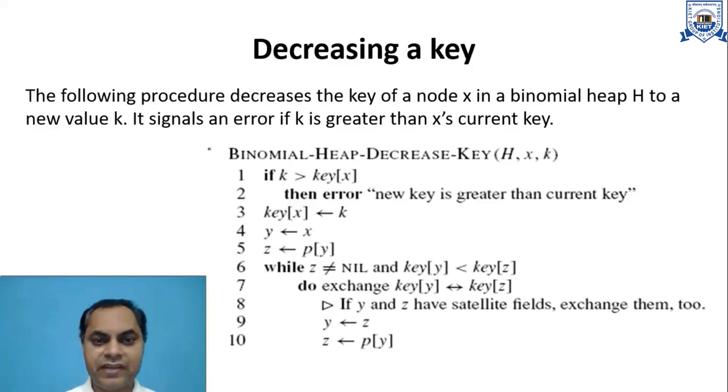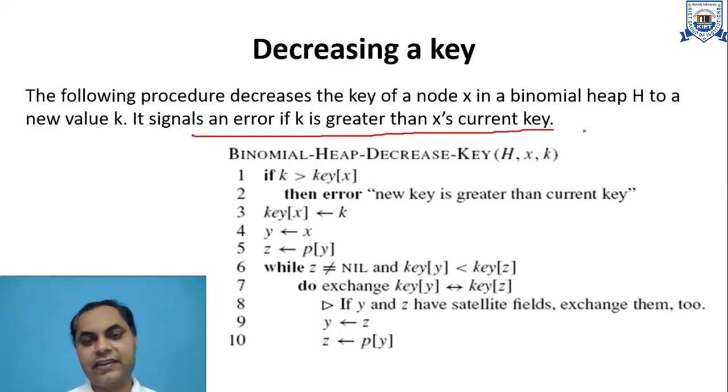So let's discuss this. The following procedure decreases the key of a node x in the binomial heap H to a new value k. It signals an error if k is greater than x's current key, because as the procedure itself says, you are going to decrease the value of a node. So if by mistake you try to increase the value of that particular node, it may show an error. Binomial heap decrease key accepts three arguments. First one is the heap H, then the node x whose value you want to change, and k is the new value.